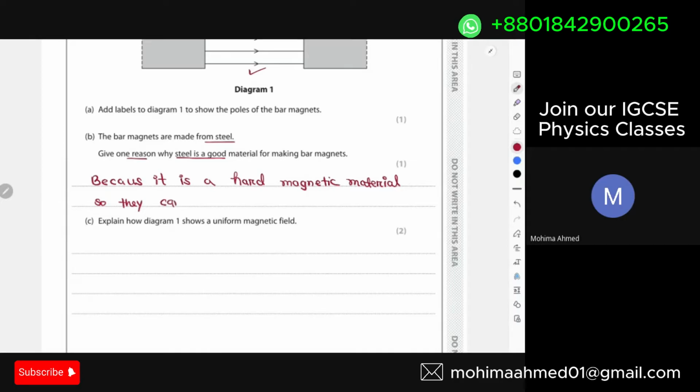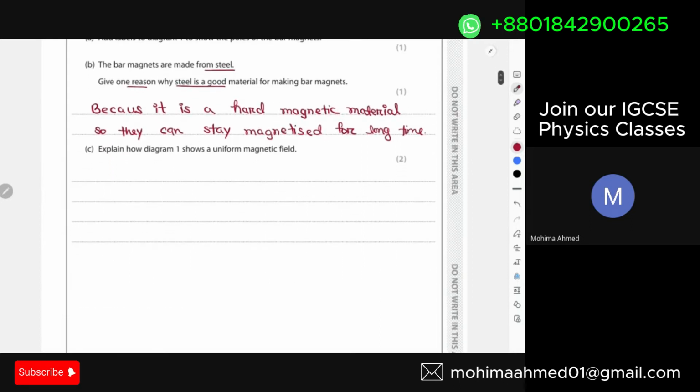So they can hold it for a long time. Okay.